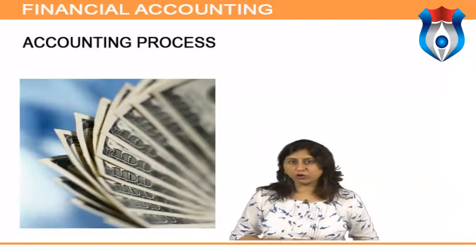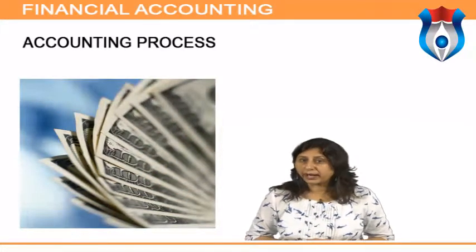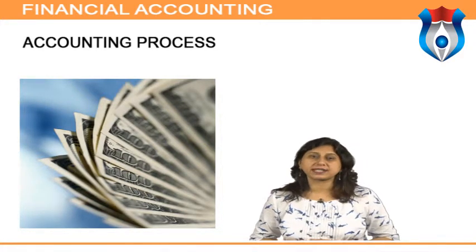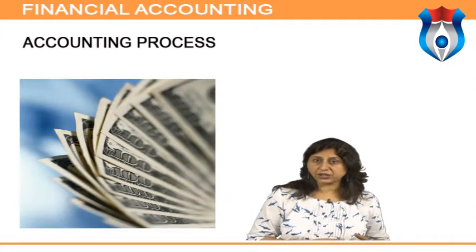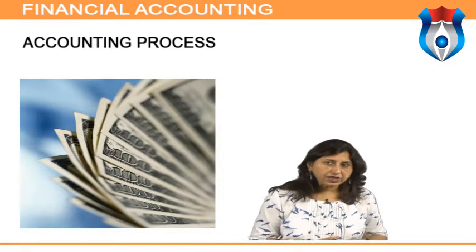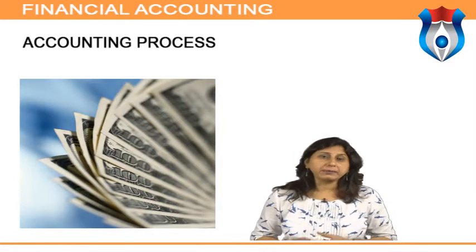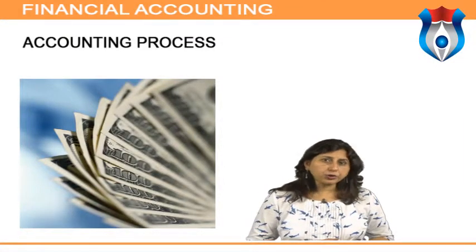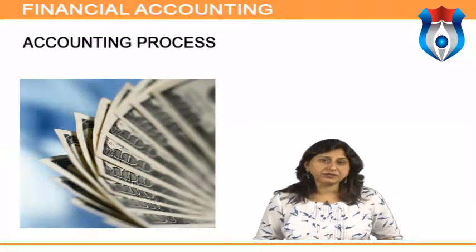The major steps involved in the accounting cycle are analyzing and recording transactions via journal entries, posting transactions to ledger accounts, preparing unadjusted trial balance, preparing adjusting entries at the end of the period, preparing adjusted trial balance, preparing financial statements, closing temporary accounts via closing entries, and preparing post-closing trial balance. The financial accounting cycle is one of the most important concepts of accounting.